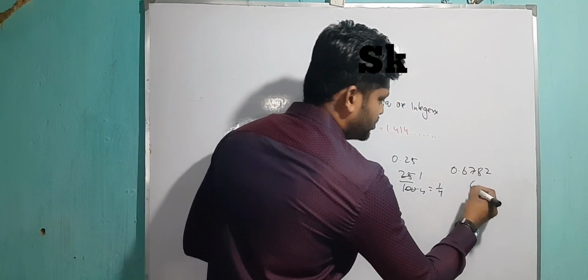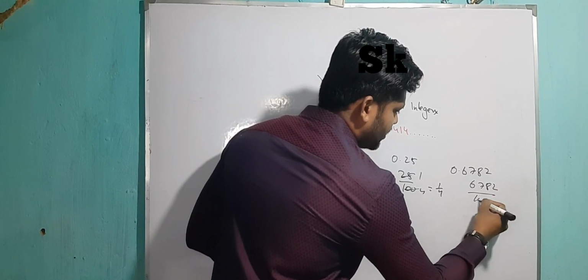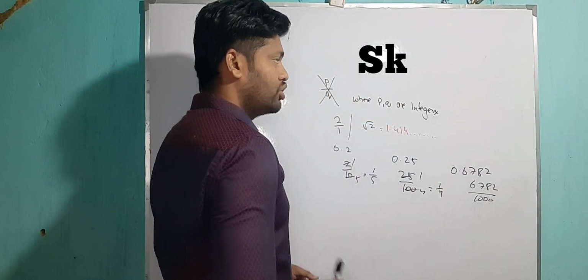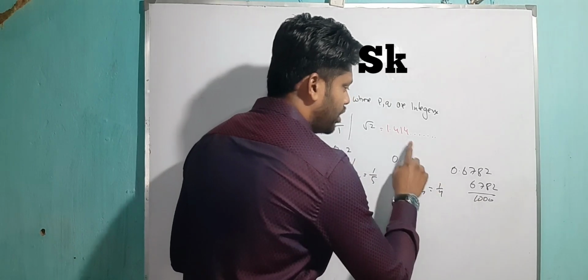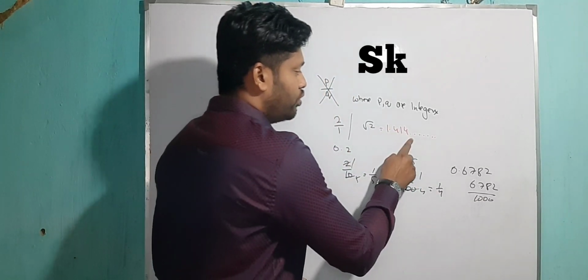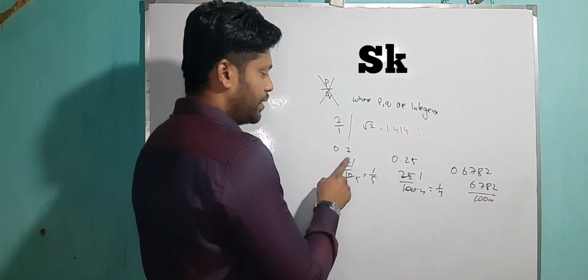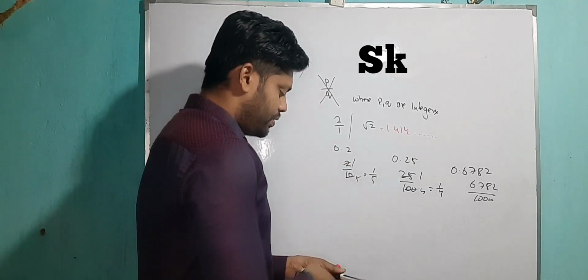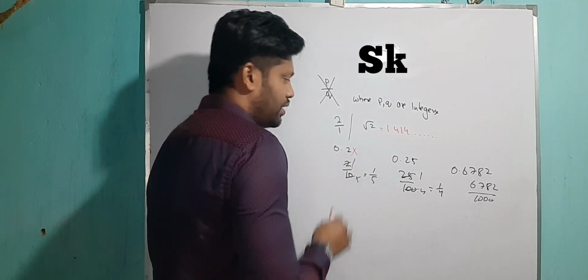Like this, 0.6782, that is 6782 by 10000, again rational numbers. So how are you able to write these numbers? Why are you not able to write in this form? Sir, because we don't know up to where the dots will go. But here it stopped. It stopped here only.